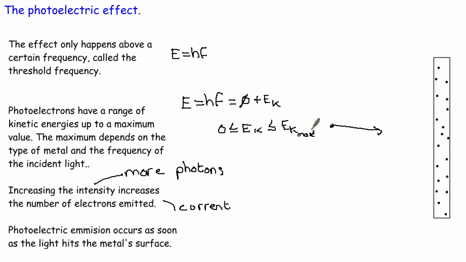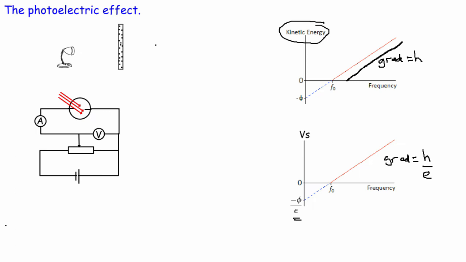So there is a maximum kinetic energy simply because of where the electron is and the fact that there is a fixed amount of energy coming in with these photons. So Einstein managed to explain all of these in terms of photons. What we really need to do is be able to measure these things.